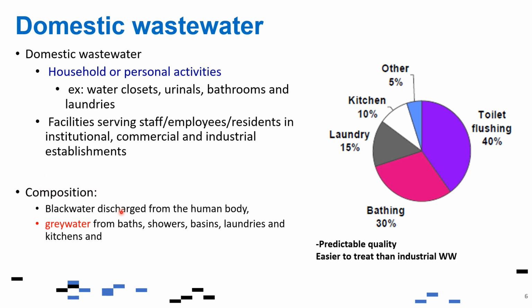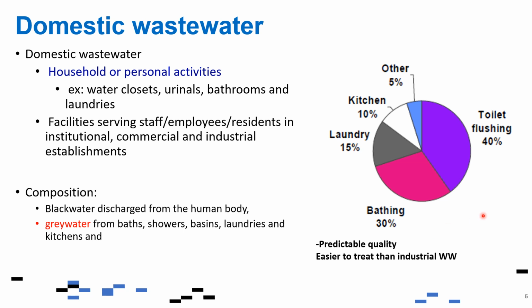So the composition could be in the form of black water. This is basically water discharged from our human body when you use the toilet. And gray water are those coming from baths, showers, laundries, kitchen. Both of these will have different water quality, but normally they have some mix of wastewater for the overall water quality. So pretty much it's a predictable quality, in a way, because you will already have some idea what are the things inside the domestic wastewater.